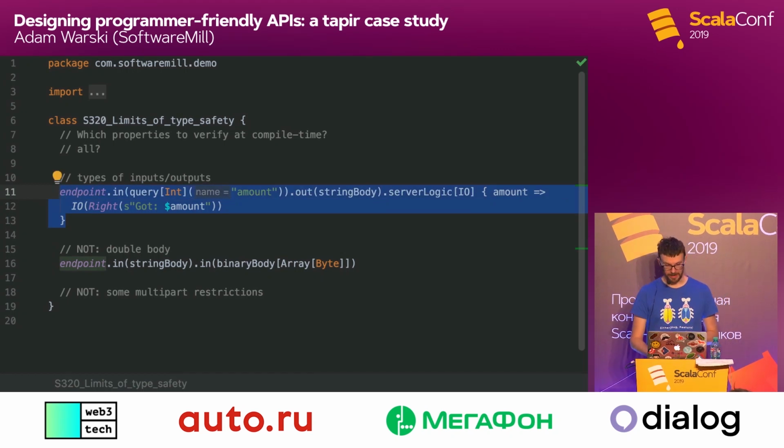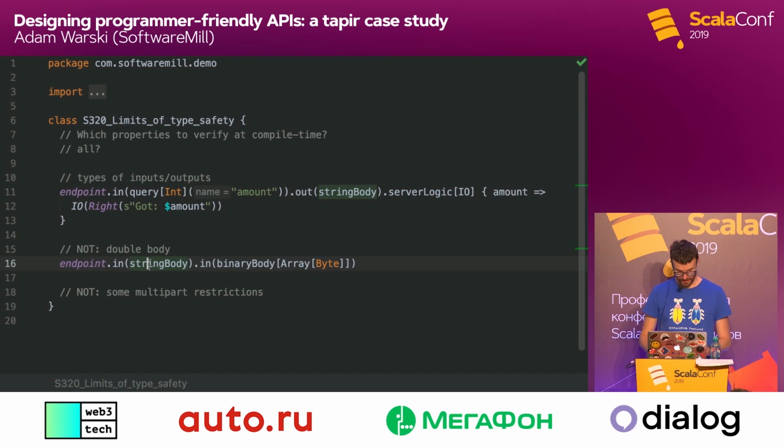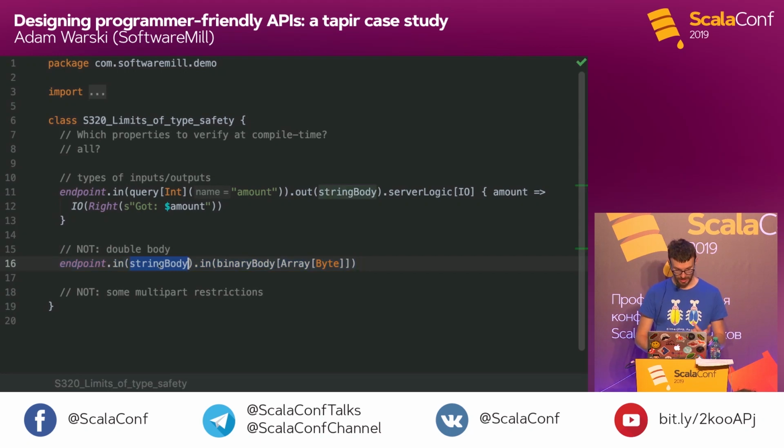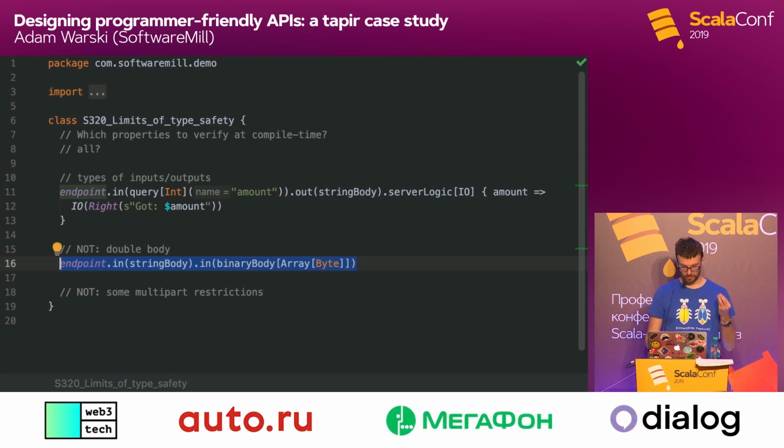What we don't verify, for example, is that you have specified a body input twice, right? So here there's an endpoint description where we specify that we read the body as a string and as an array of bytes. So that's probably wrong. That's probably not what you meant. However, this is going to be a runtime error, not a compile time error, right?